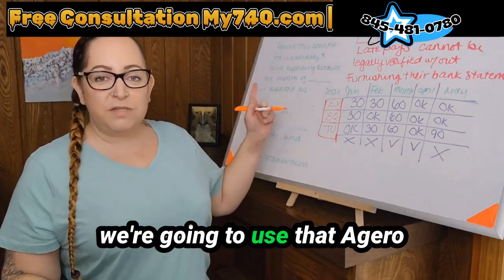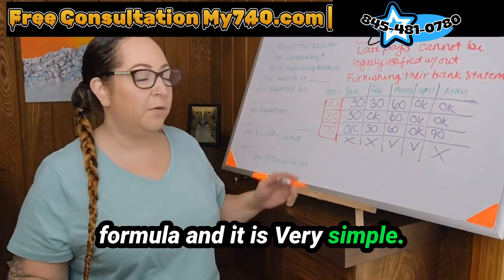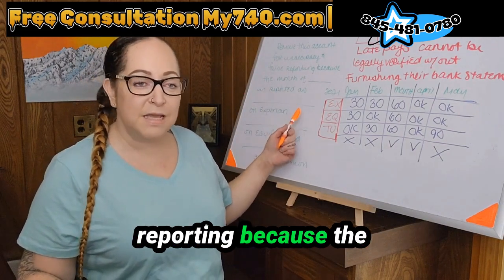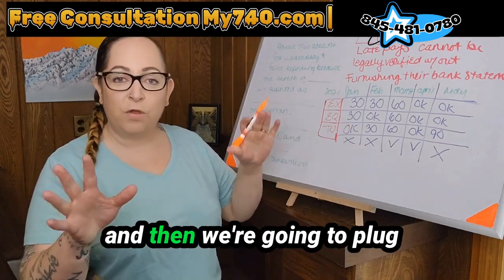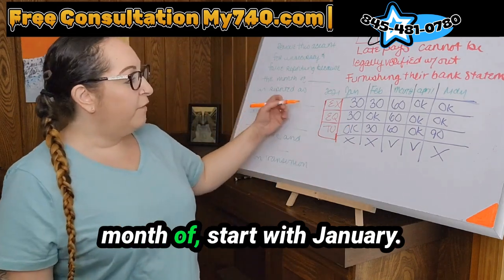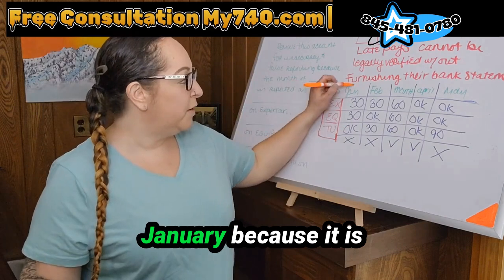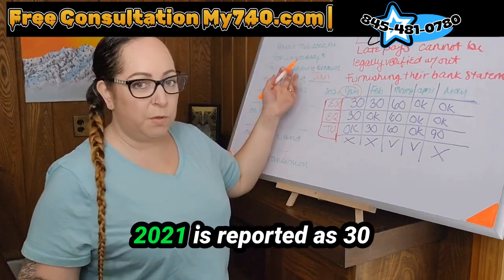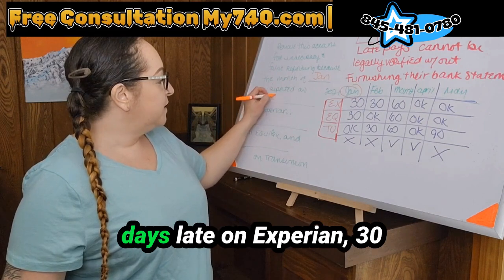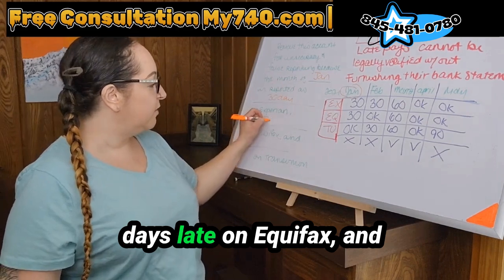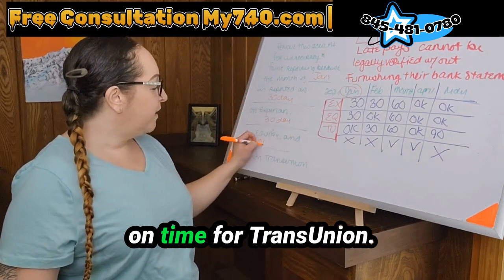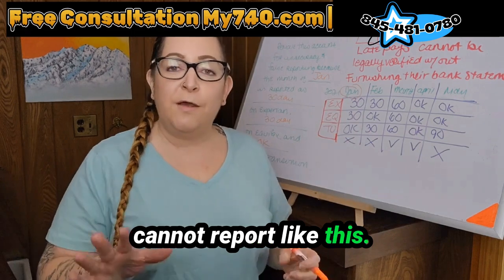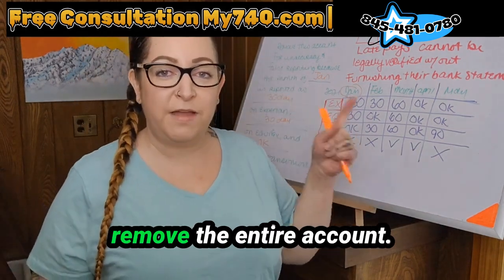So what we're going to do is we're going to use that AERRO formula, and it is very simple. Okay, remove this account for inaccuracy and false reporting because the payment history reflects, and then we're going to plug the information in for the month of, start with January. We are starting with January because it is the oldest late payment on our history. January 2021 is reported as 30 days late on Experian, 30 days late on Equifax, and on time for TransUnion. This is not the same payment history, and therefore I cannot report like this. Now, pausing there, we use the late payments to remove the entire account.